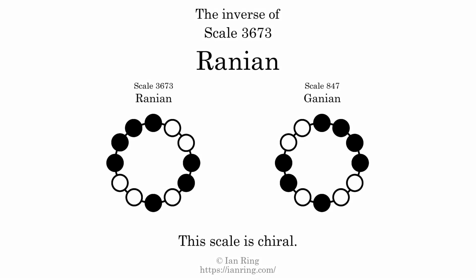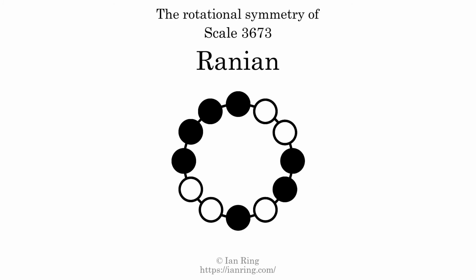The inverse of a scale is a mirror image. It is what you get when the sequence of intervals is reversed. The inverse of this scale is scale 847, also known as Gaussian. This scale is chiral. It cannot transform into its inverse by rotational transformation. This scale has no rotational symmetry.